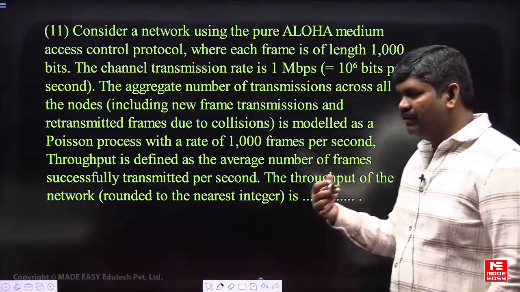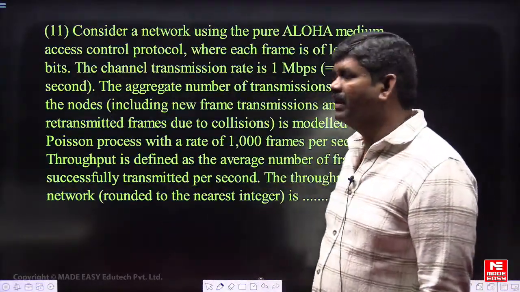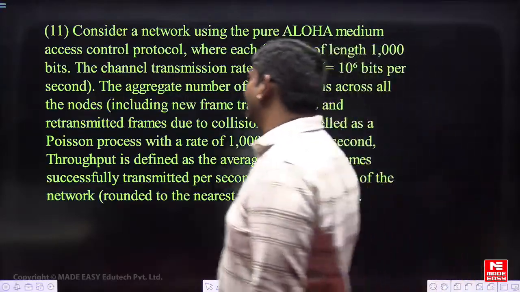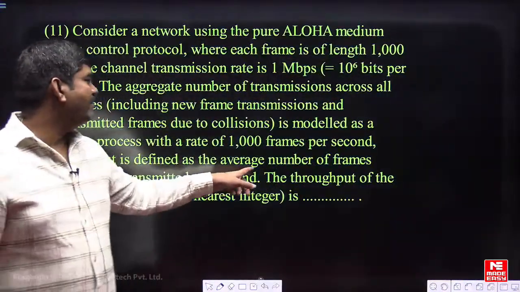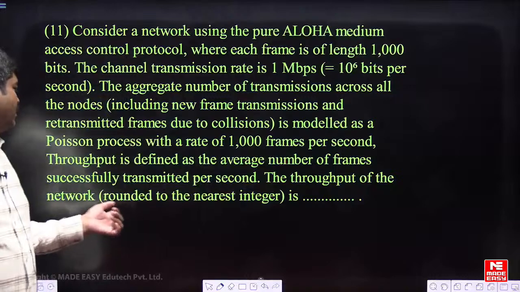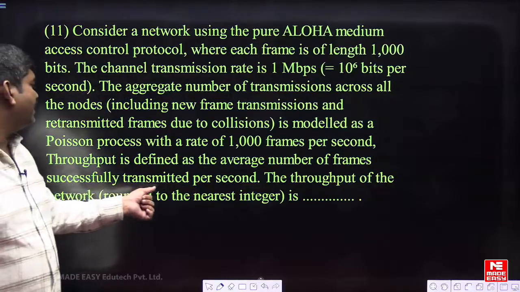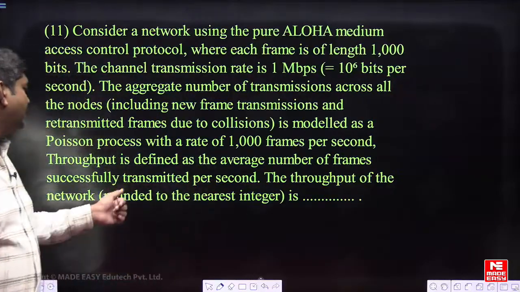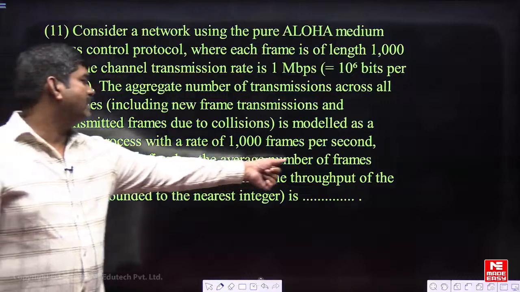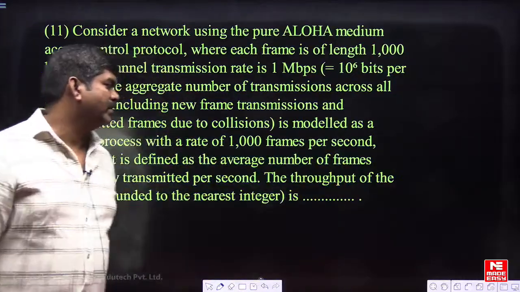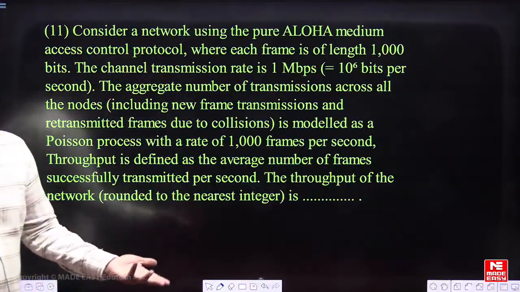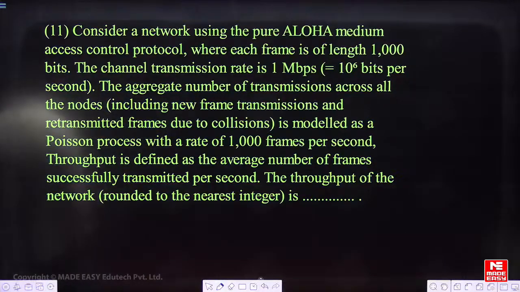See, even if we forget the throughput definition, they have mentioned in the problem itself: throughput is defined as the average number of frames successfully transmitted per second. So that's what they are asking, the average number of frames. What is the answer? 135. Good. Everybody has done it correctly.